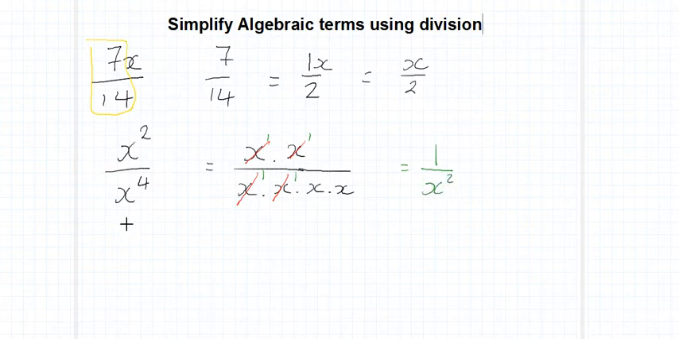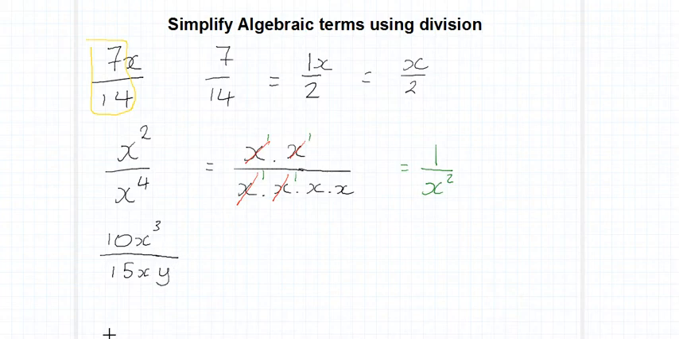Let's move into something a little bit harder, the next sort of step. Let's say we have 10x to the power of 3 over 15xy, just as an example. The key point is to break them down into their various components. So there we've got the numbers, here we've got all the x terms, and on this last bit we've got the y term, of which there's only one on the bottom.